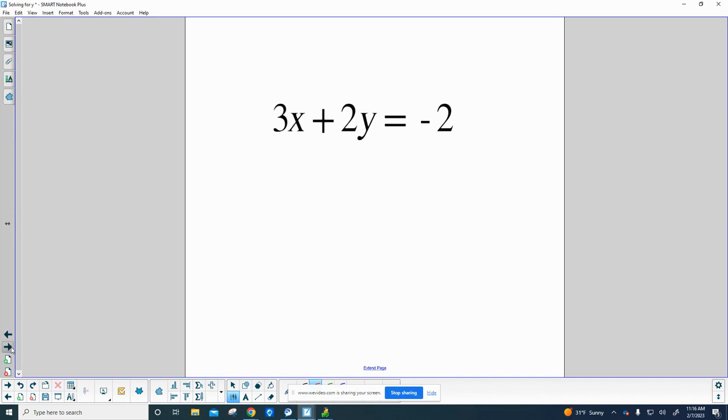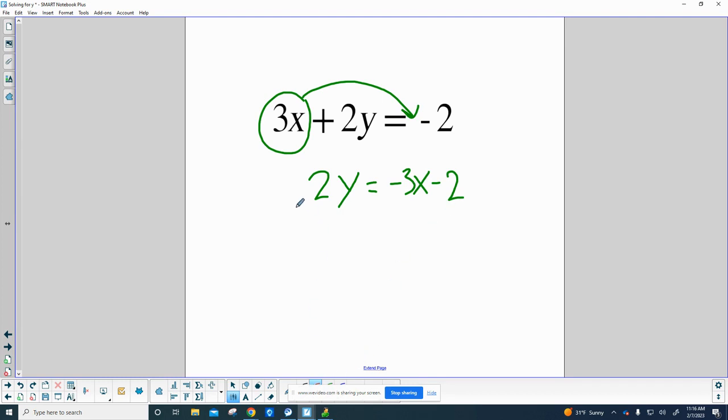Okay, let's take a look at this one. We've got 3x plus 2y equals negative 2. And then we've got x minus 4y equals 12. Those are our last two examples. So let's start with this one. We're going to move the 3x to the other side, and we're going to put it behind the equal sign in front of the negative 2, because that's how we put it into slope-intercept form. So 2y equals negative 3x minus 2.